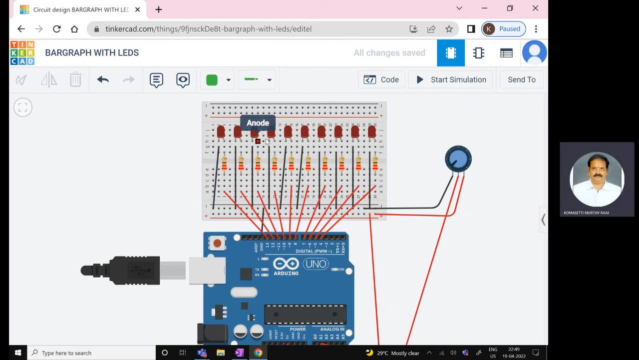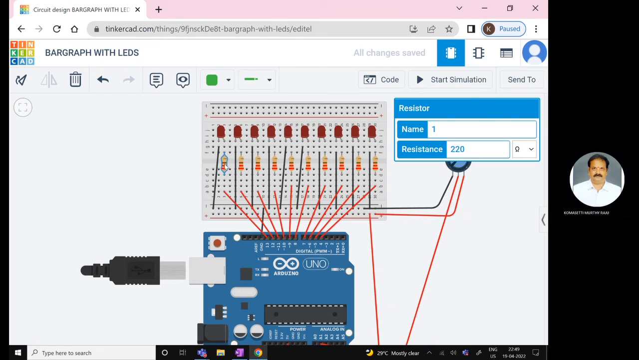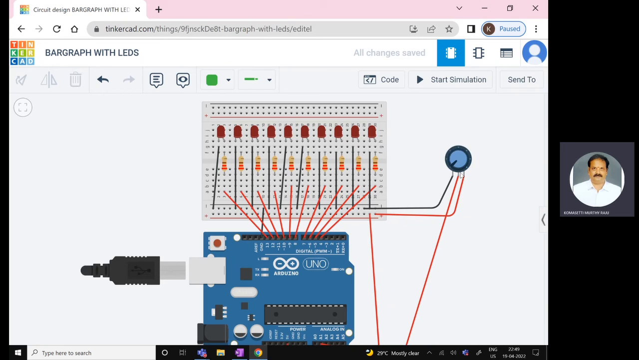These are the 10 LEDs. All cathodes of the LEDs are connected to ground. All anodes of the LEDs are connected to the digital pins of the Arduino board, from 13 to 4, through 220 ohm resistances. By changing this potentiometer value, the LEDs turn on from left to right.